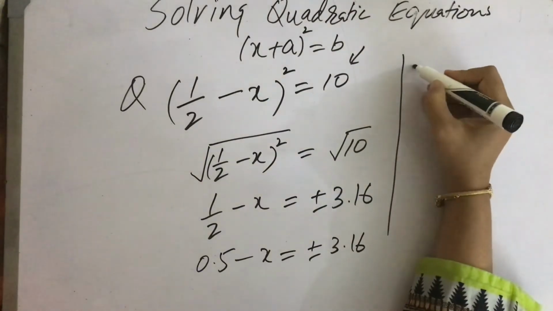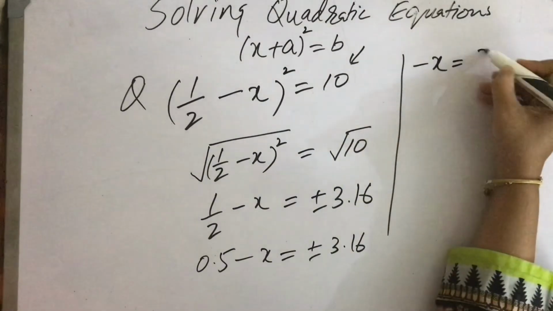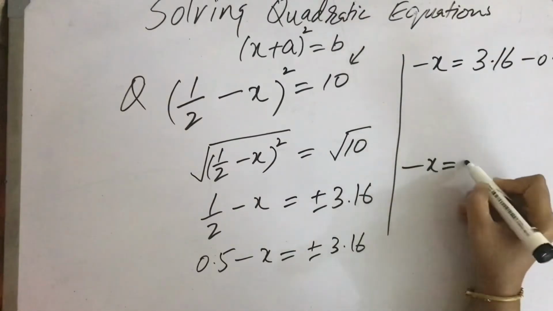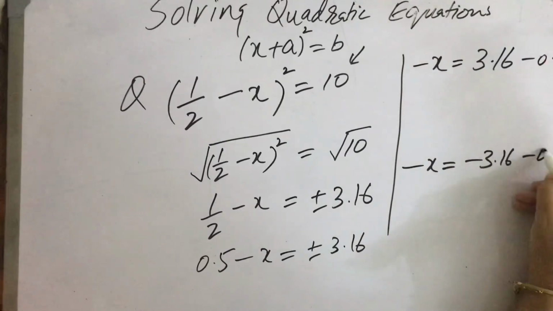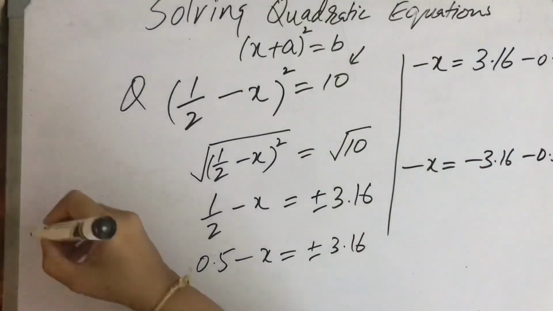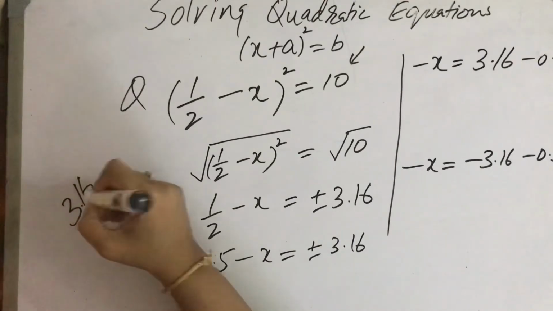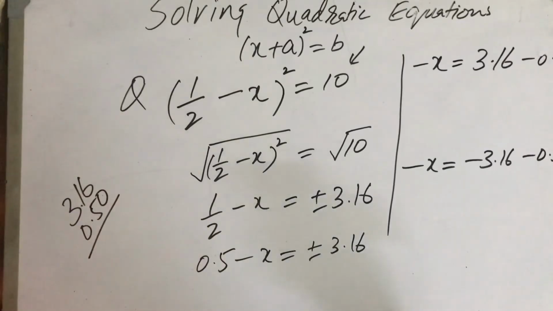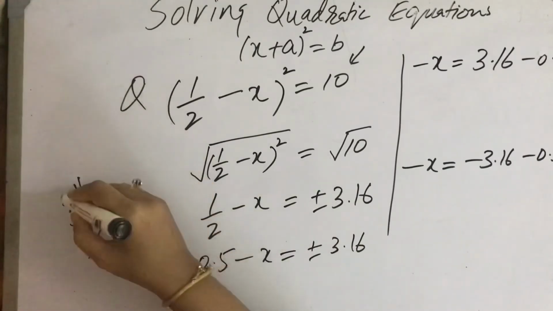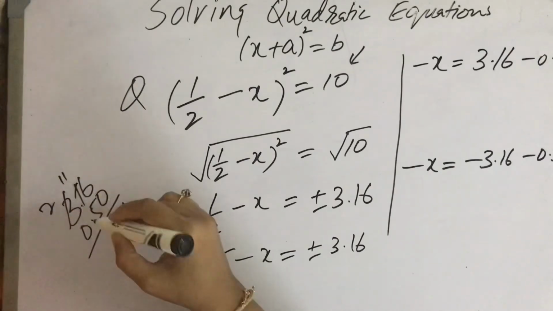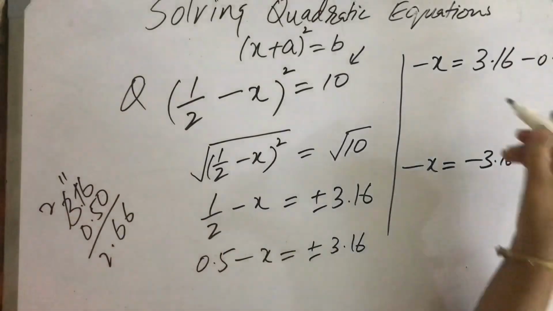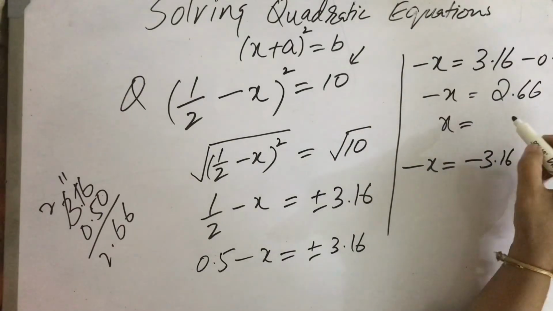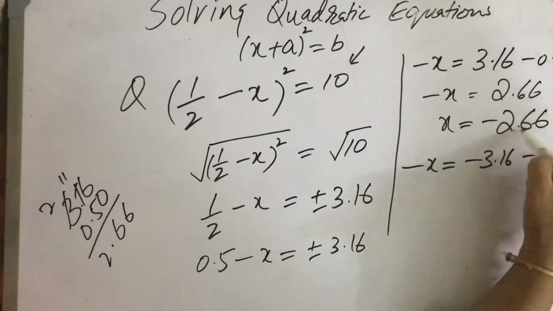Once we take minus x equal to positive 3.16 minus 0.5, and minus x equals to negative 3.16 minus 0.5. We can use a calculator, we can find the value, the decimal like this. 3.16 minus 0.5 will be written as 0.50. It will be 6, it will become 2, it will be 11, 11 minus 5 is 6, 2.66. Minus x will be positive 2.66. Take this negative sign to the other side, the first answer will be negative 2.66, right?